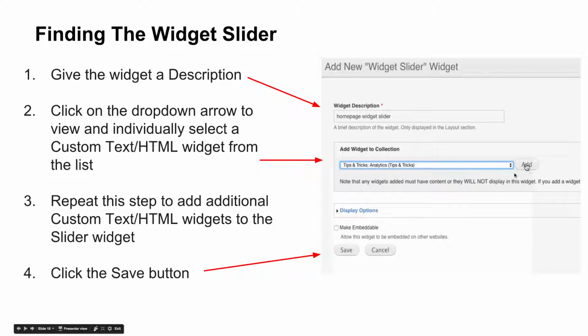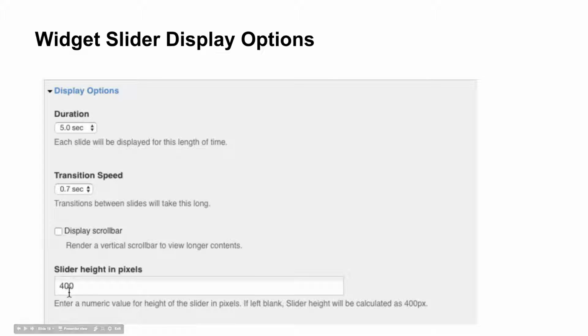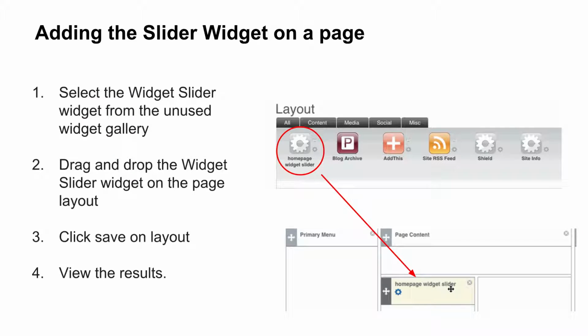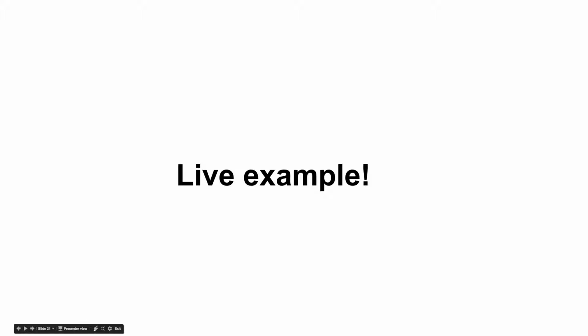You repeat this step for the more slides you want to add, and you can press save, and there are some display options we'll check out in a second. Here they are. You can set the duration they're going to show, the transition speed. You can display a scroll bar or not, and you can set the slider height in pixels, and we'll talk about that during the live example. So we know how to drag a widget into the layout. And here is the live example.